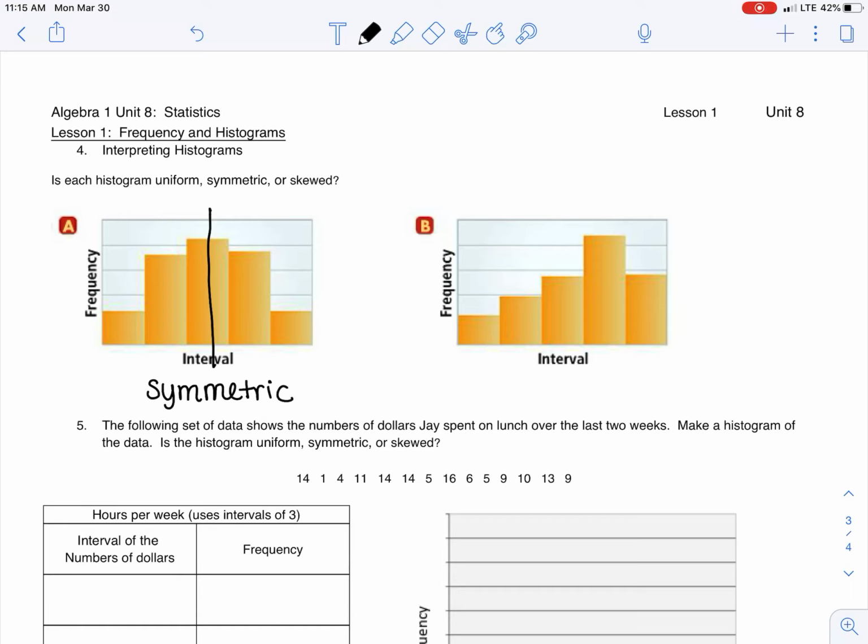Okay, for B, since you have a peak here, this one is actually going to be skewed. And if we really want to get technical, most of our data is on this side of our graph, so that would be right skewed.